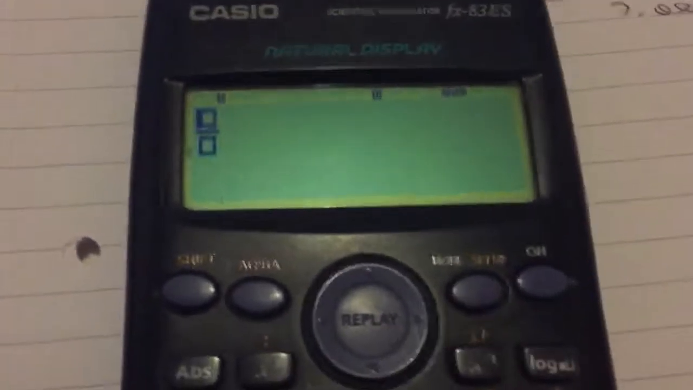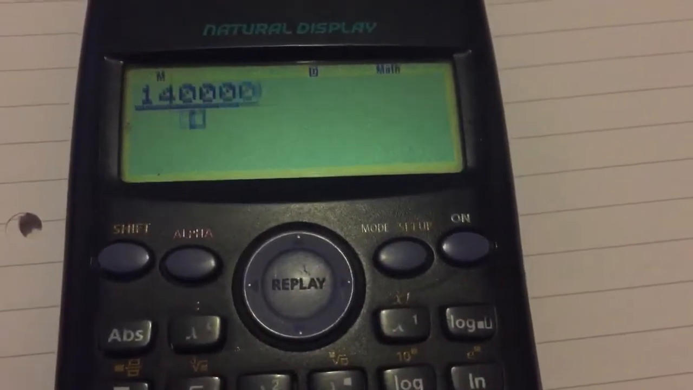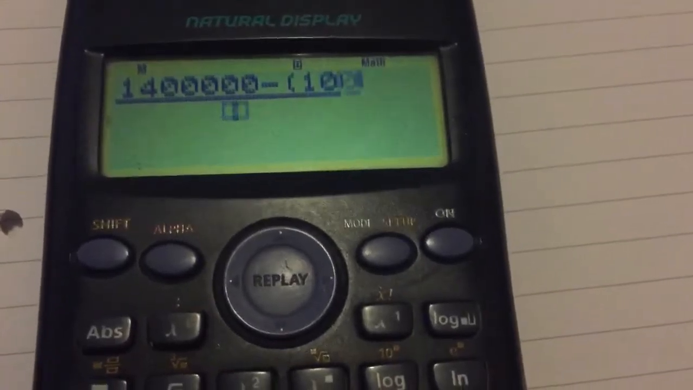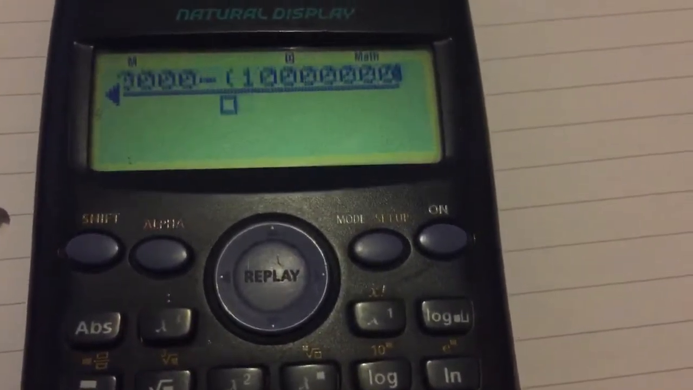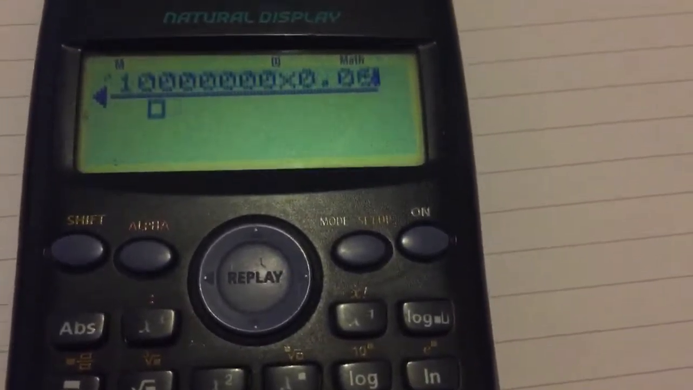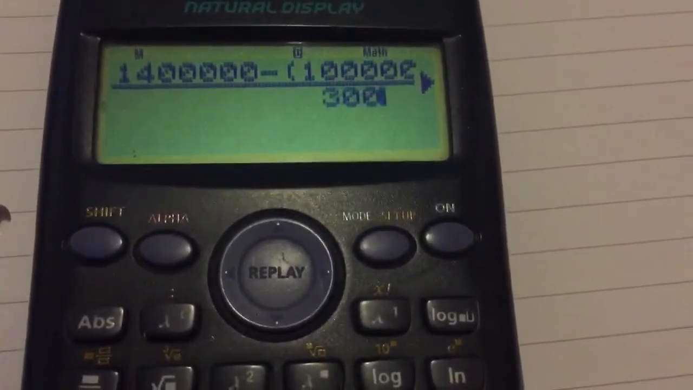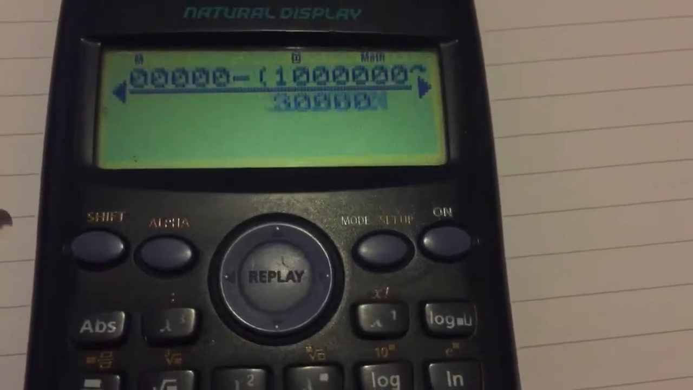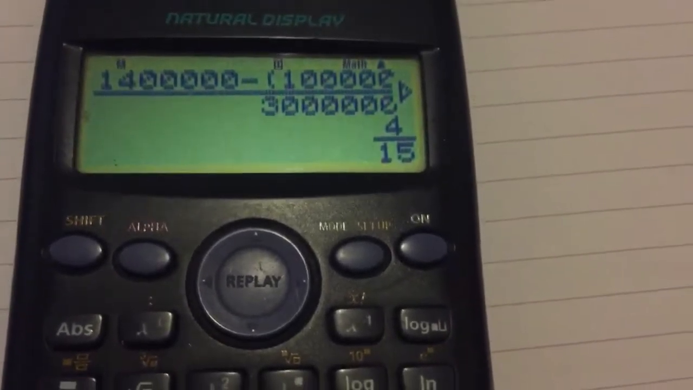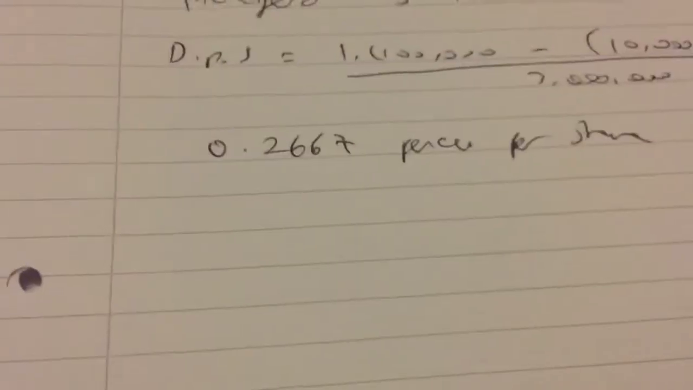So 3 million shares. So do it like this: 1,400,000 minus 10 million times 6%, all divided by 3 million. That's the number of shares. All divided by 3 million equals 0.2667. So 0.2667 pence per share. That's your dividends per share for Hereford.